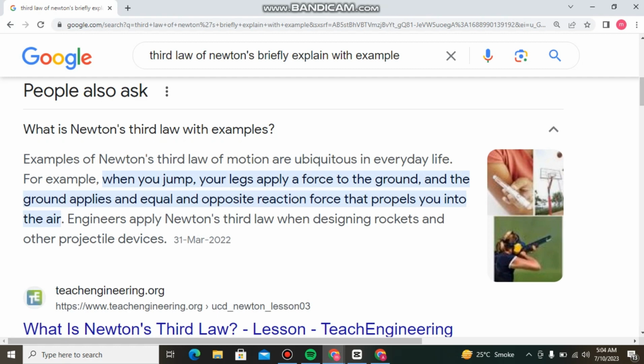I repeat, when you jump, your legs apply a force to the ground, and the ground applies an equal and opposite reaction force that propels you into the air. So, engineers apply Newton's third law when designing rockets and other projectile devices.